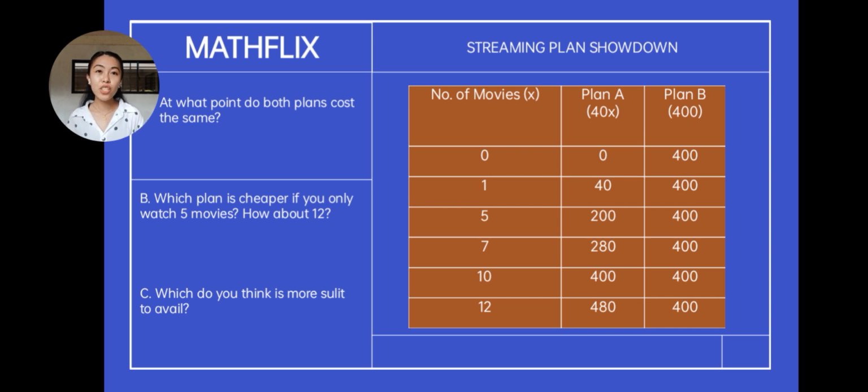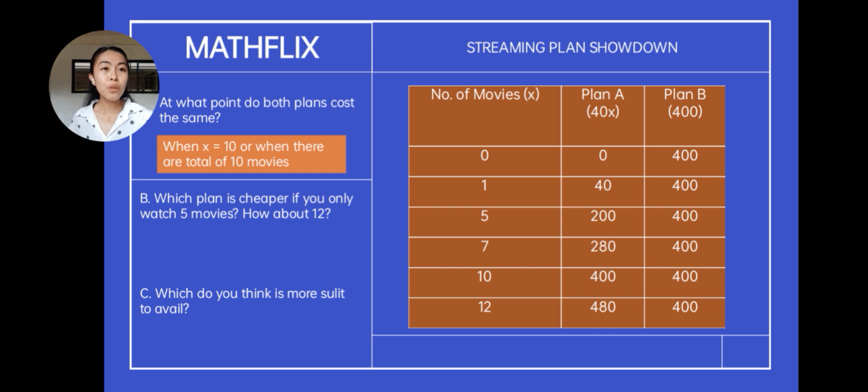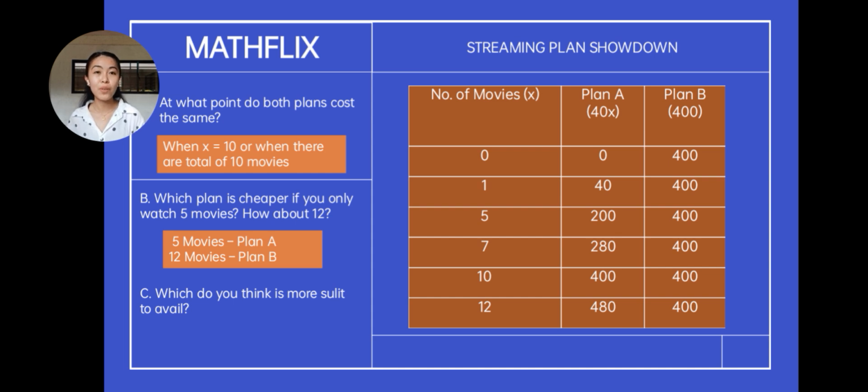Given that information, let's try to answer the following questions. For the first one, at what point do both plans cost the same? Right, it is when x, or the total number of movies watched, is equal to 10. Both plans cost 400 pesos. For the second question, which plan is cheaper if you only watch 5 movies? Excellent! When you watch 5 movies, you pay 200 pesos for plan A. That's why it is cheaper.